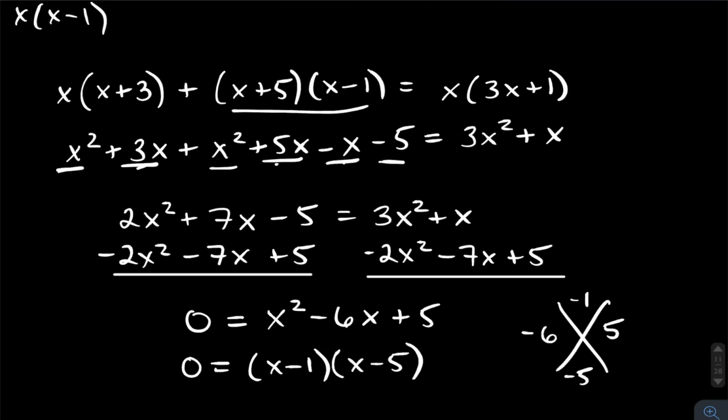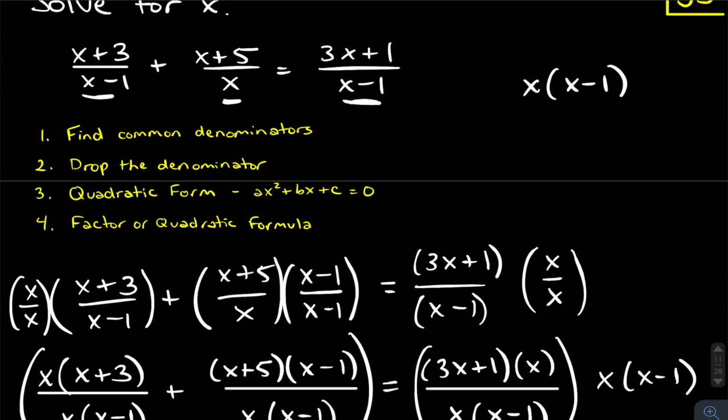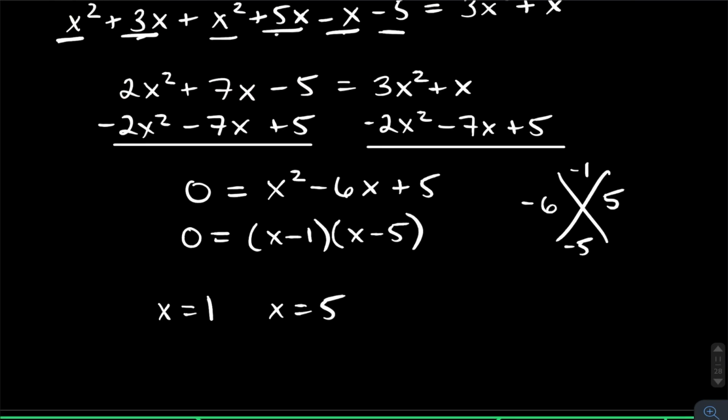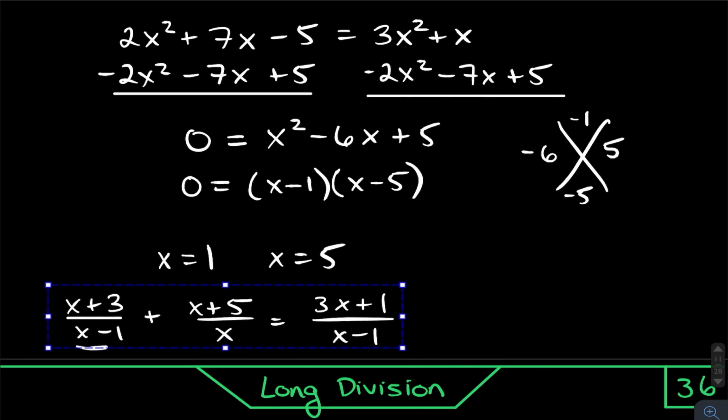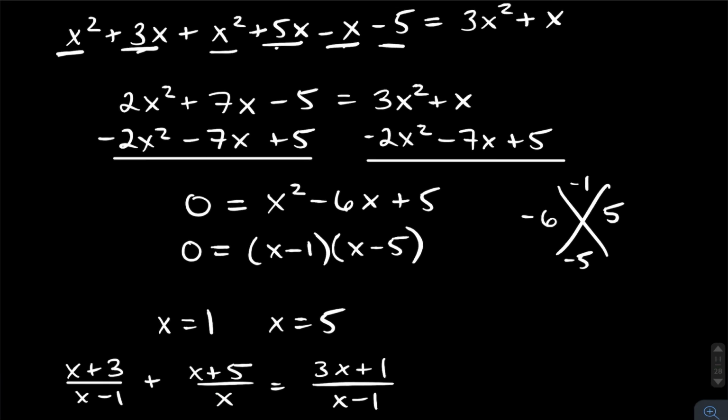So let's check 1, and to do that, I'm just going to copy this and bring it down. Sorry, I'm running out of room here a little bit. But when we plug in a 1, you can see that we're going to get a 0 in these denominators, right? And so 1 can't be a solution. When we plug in 1, we get a 0 in the denominator. So let's just plug in 5 and see what we get.